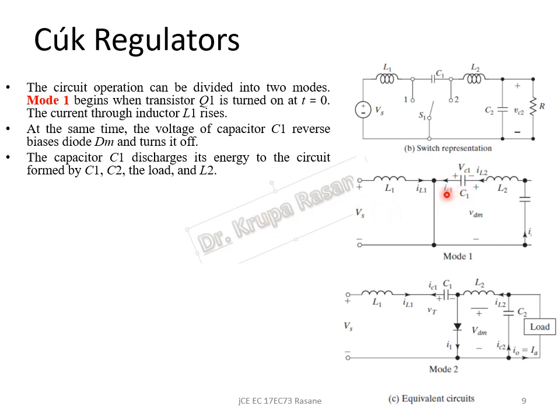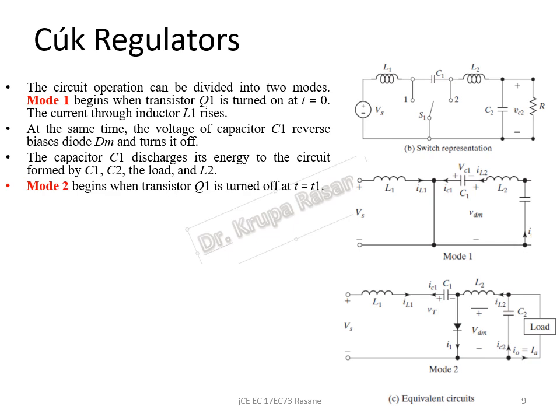The capacitor C1 discharges its energy to the circuit formed by C1, C2, the load also, and L2. So this is how the operation in mode 1 is. L1 will be charging, directly connected to Vs, and the current will increase and charge this L1. At the same time C1 gets connected to L2 and this C2 and the load, and the capacitor which is charged earlier will discharge its energy through the circuit that is formed by C1, C2, the load as well, and also the L2.